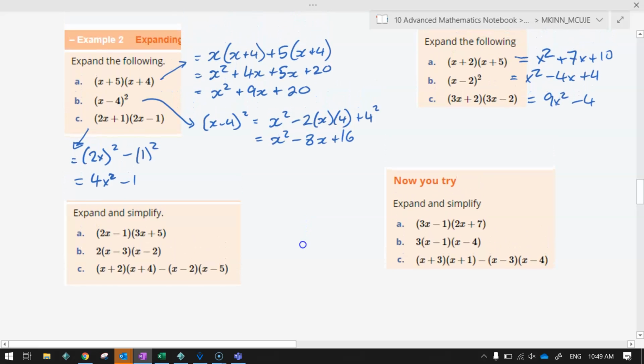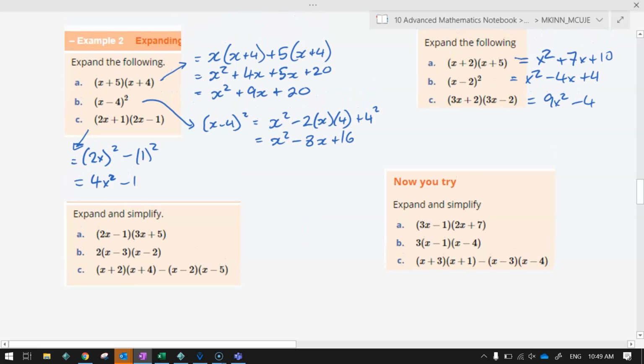Simplify which bit further? X squareds and x's don't go together because they're not like terms.